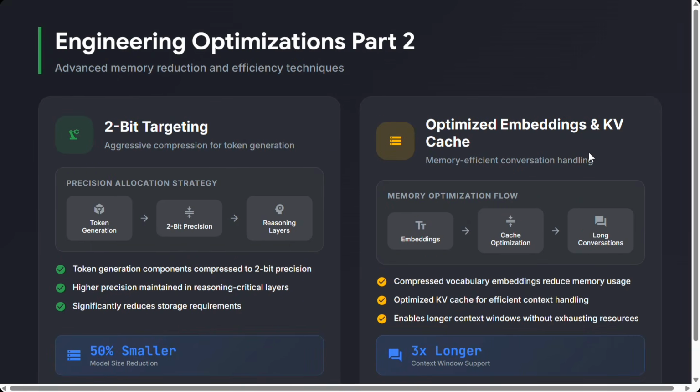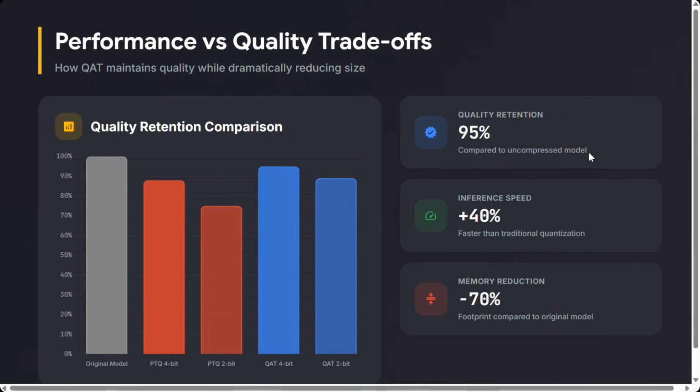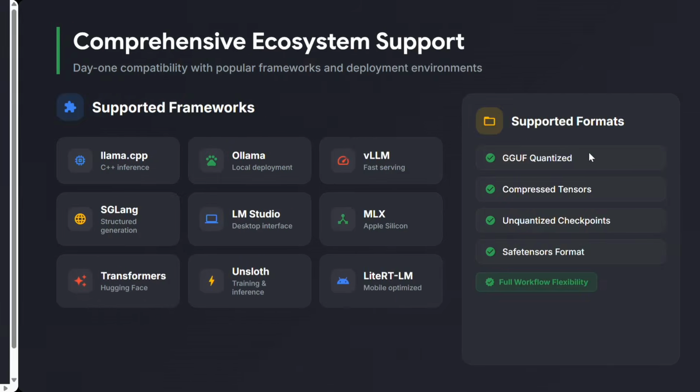What are the other engineering optimizations? That is part 2. 2-bit targeting: the quantization is happening at 2-bit precision, and optimized embedding and KV caching is also there. On the performance and quality trade-off, quality retention is about 95% of the original model. Inference speed is 40% faster, and memory reduction is 70%. This is a huge release.